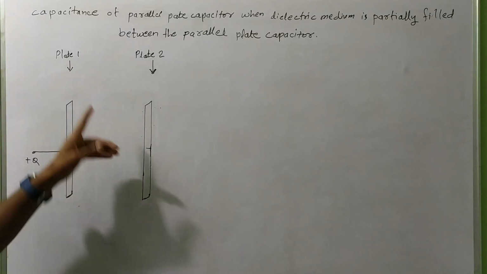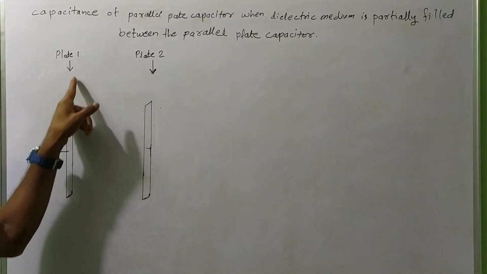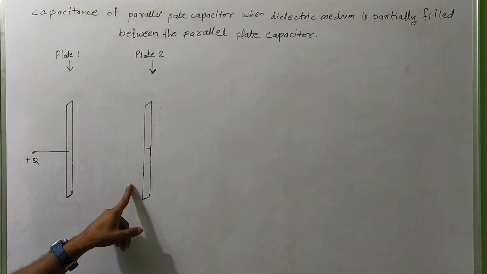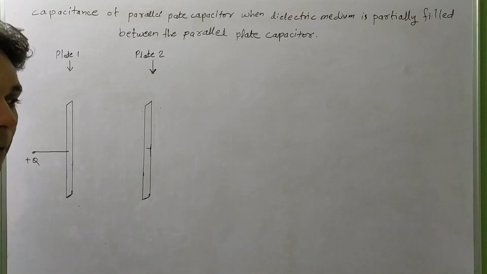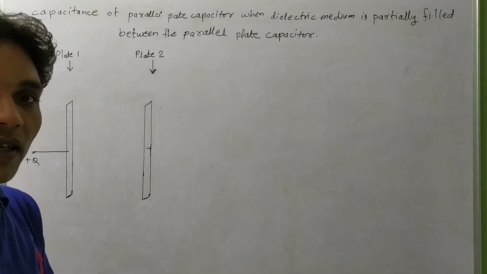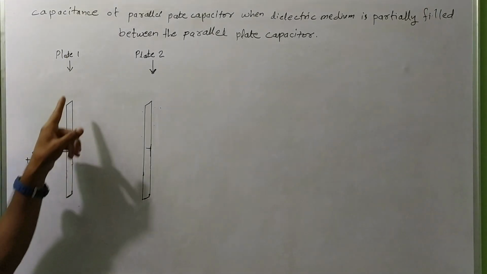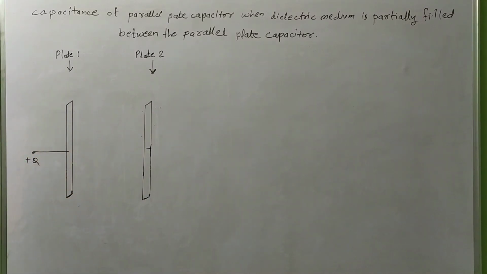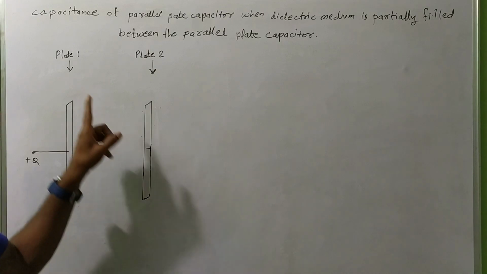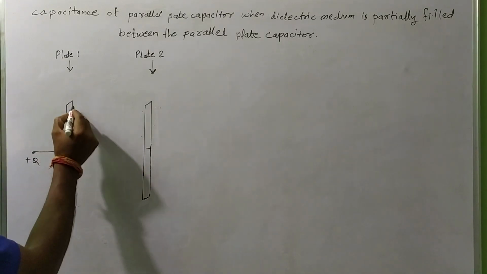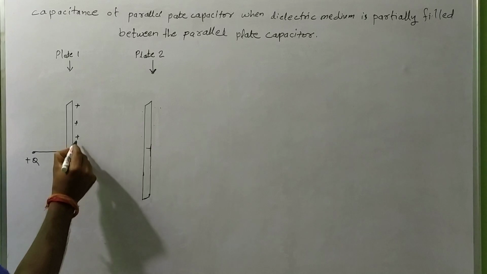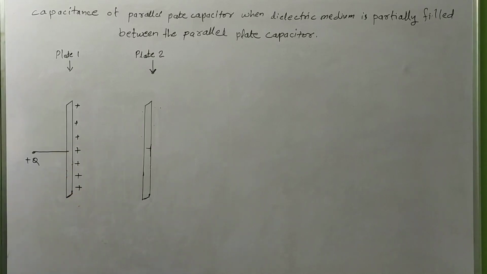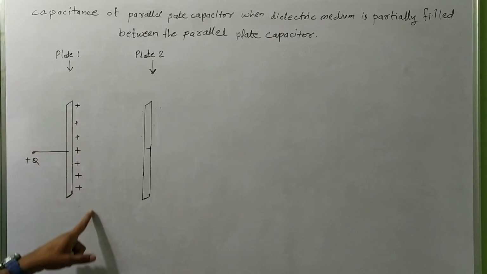Now, this one is the first plate of the parallel plate capacitor, and this one is the second plate. Now let us first give plus q charge to the first plate. Then this q charge will be distributed uniformly over the first plate, so on the inner surface of the first plate there will also be positive charge.